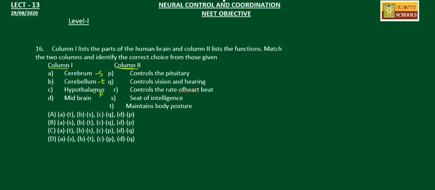Then coming to the midbrain, it has centers for vision and hearing. So this is Q. So that is STPQ. So the last option, D option, is the right answer.